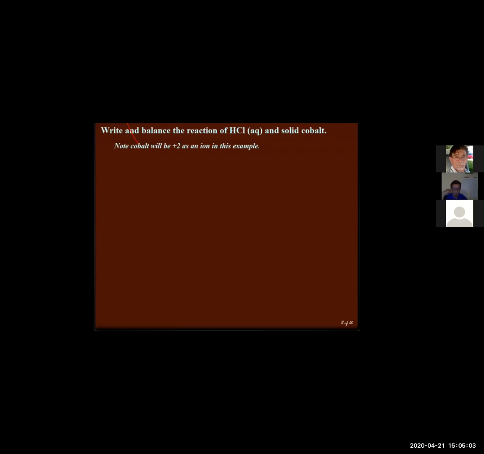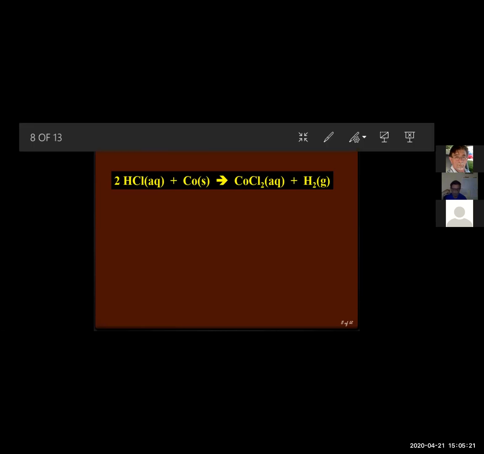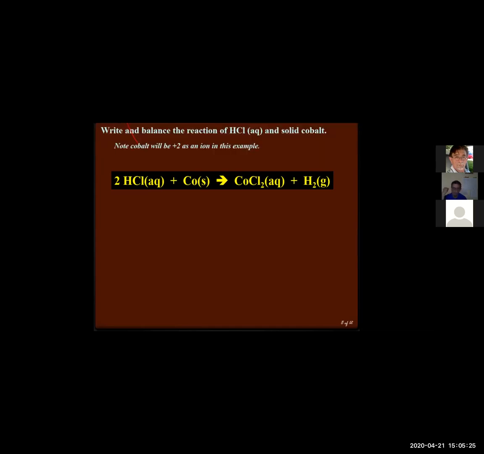So what we've got to do is first write the reaction. Hydrochloric acid, HCl, and cobalt react to form cobalt chloride, actually cobalt(II) chloride, plus hydrogen gas. After we balance it, we end up with 2 hydrochloric acids and 1 cobalt, which gives us 1 cobalt(II) chloride and 1 hydrogen gas.